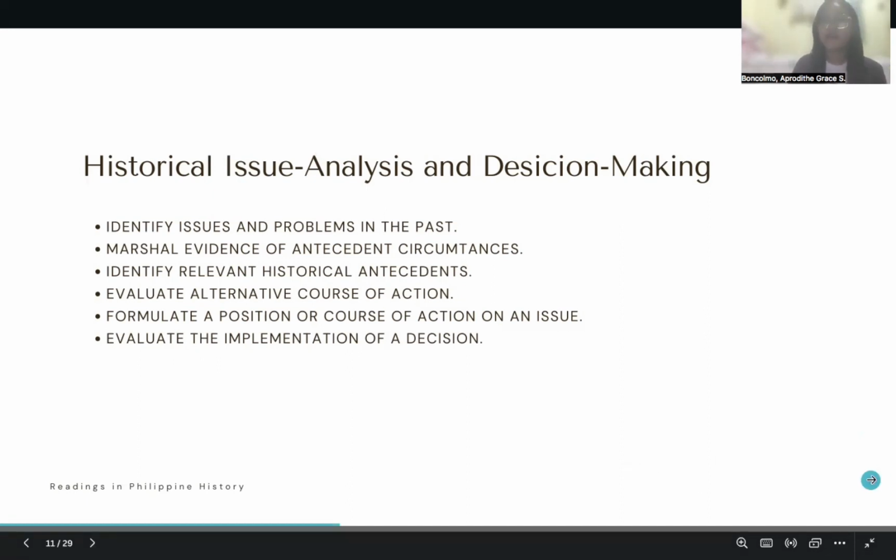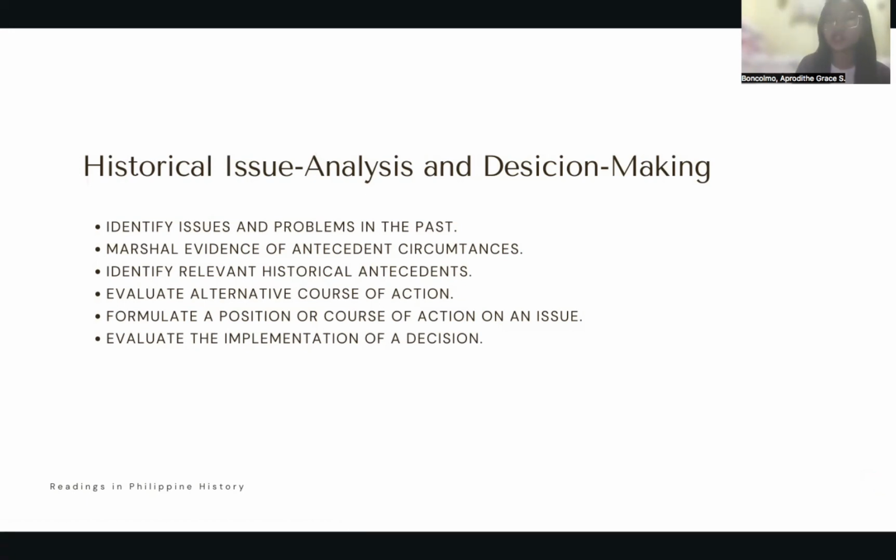The first one, we have identify issues and problems in the past. This involves recognizing and defining historical problems or challenges that shape the course of events. Like from our previous discussion, the Cry of Pugad-Lawin in 1896, identifying the issue of land inequality and agrarian unrest during the Spanish colonial period.